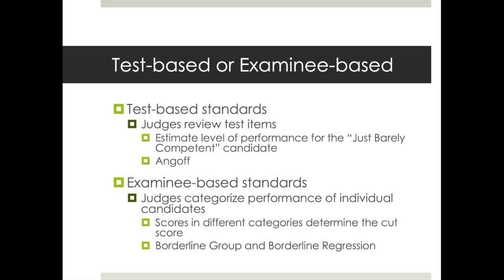With examinee-based standards, judges categorize performance of individual candidates, and this works well in an OSCE because we have an examiner in the room watching. And then the scores in the different categories determine the cut score. Two examples of this that I'm going to go into in the OSCE part of this video are borderline group and borderline regression.